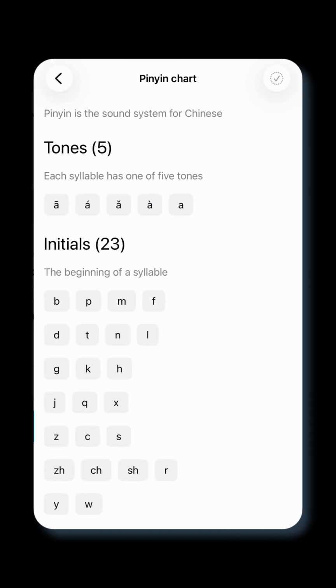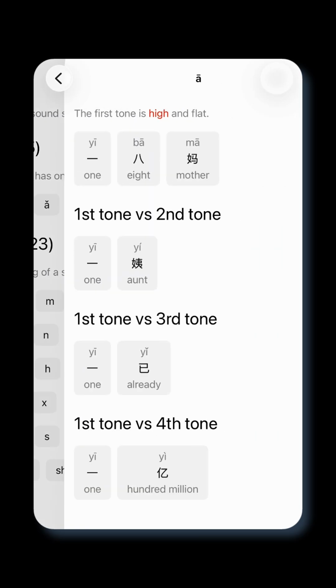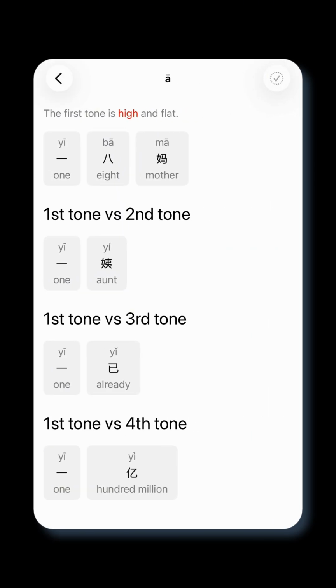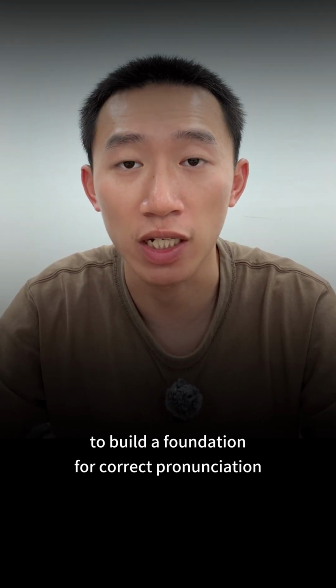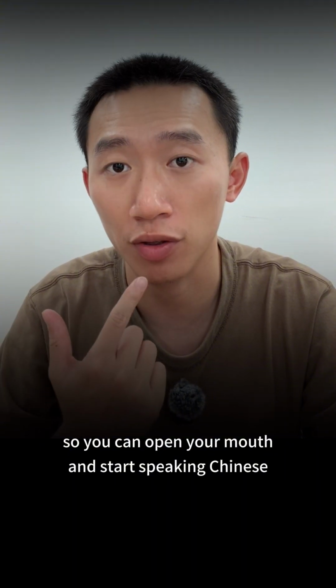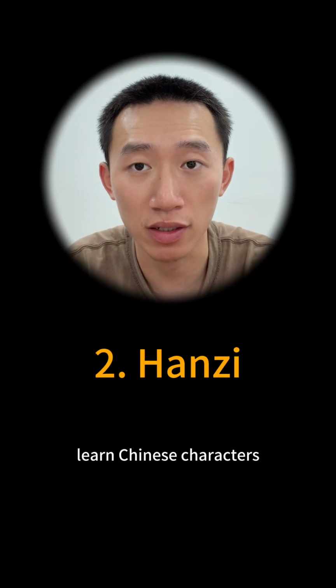HanziPro covers the complete pronunciation system, including initials, finals, and tones, with audio examples. The goal of learning Pinyin is simple: to build a foundation for correct pronunciation so you can open your mouth and start speaking Chinese. Next, learn Chinese characters.